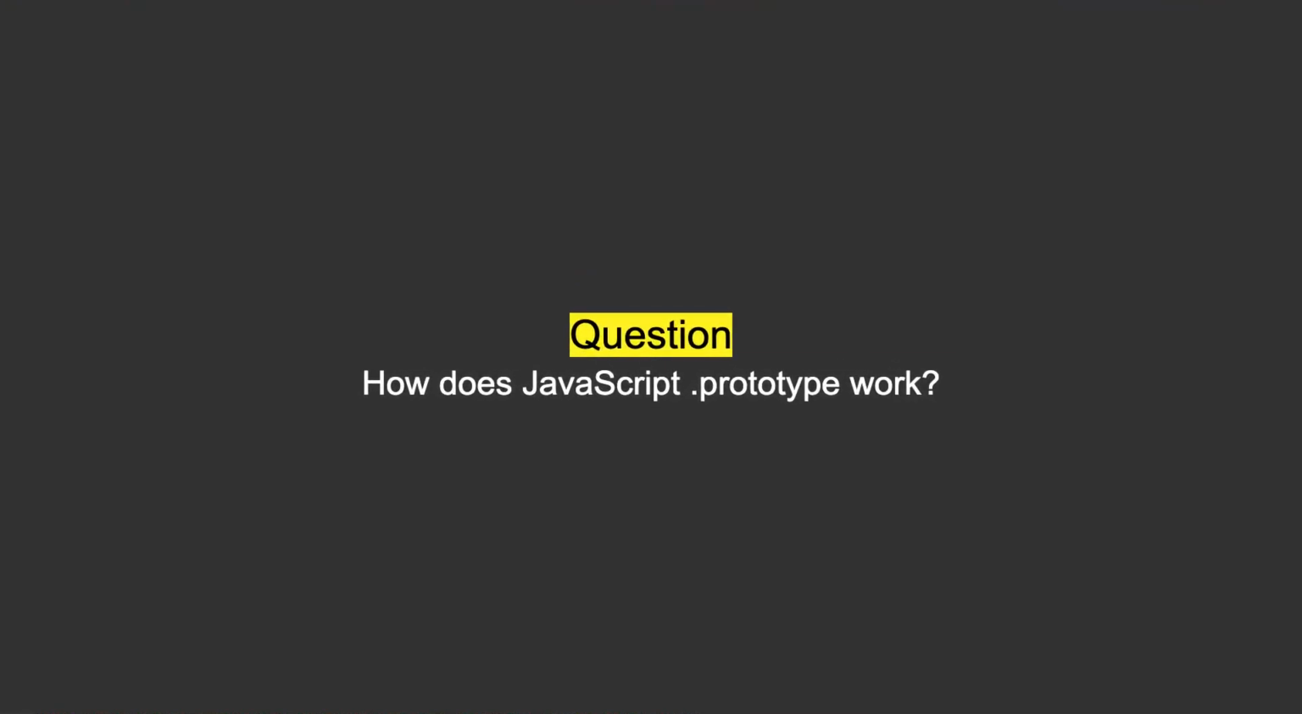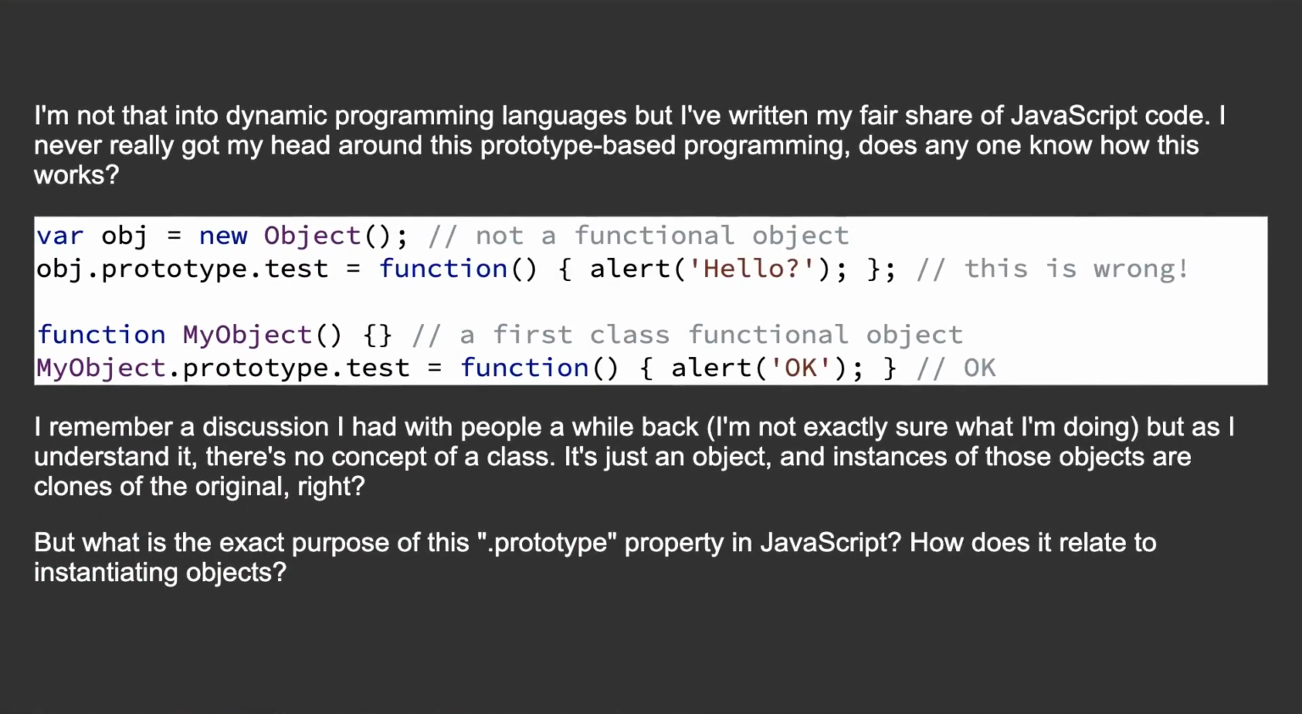How does JavaScript prototype work? I'm not that into dynamic programming languages, but I've written my fair share of JavaScript code. I never really got my head around this prototype-based programming. Does anyone know how this works?